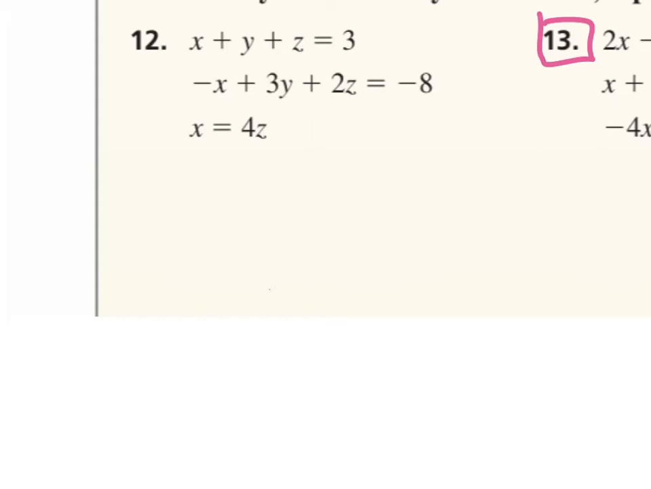So first thing I want to do here is get this x is equal to 4z in the proper order. So I want our x to come first. We don't have a y. I'm going to move the 4z over to the other side by subtracting 4z from both sides, and then I'm left with 0 on the other side of our equal sign. Since we don't have a y in this equation, I want to combine the first two to get rid of our y, so then I can combine that new equation with this third equation.